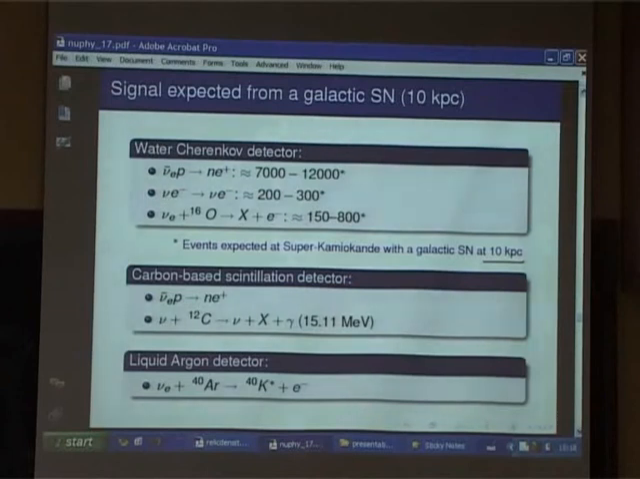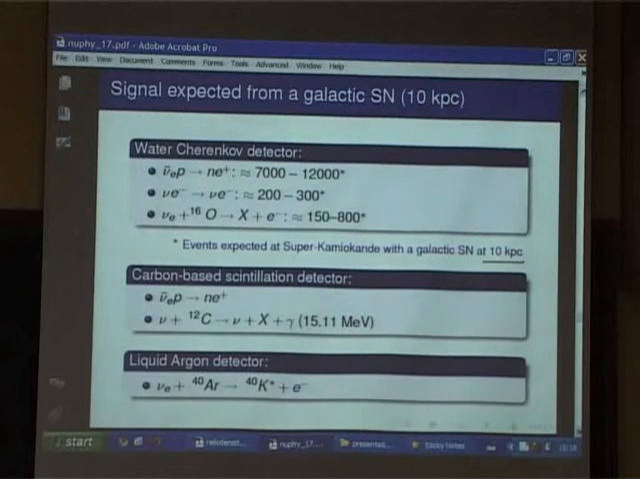Then for neutrino-electron elastic scattering, you get about 200-300 events, because the cross section is much smaller. Again, for oxygen, you will get something like a few hundred events, depending on what the energy is. But typical numbers are these, about 10,000 events for the major detector.